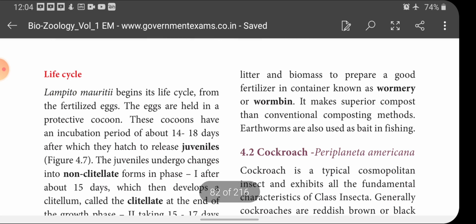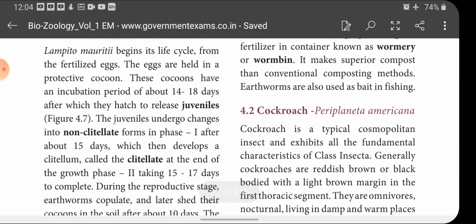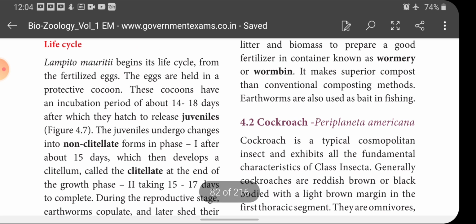Next, life cycle. I'll discuss the life cycle with you in my next class, children. And today's homework: circulatory system of earthworm. Write a note on or explain the circulatory system of earthworm. This is the only question you will get as homework.